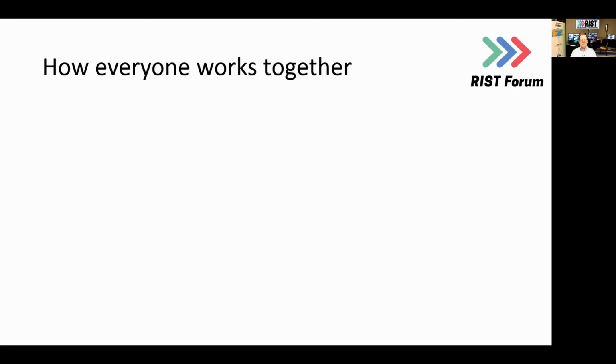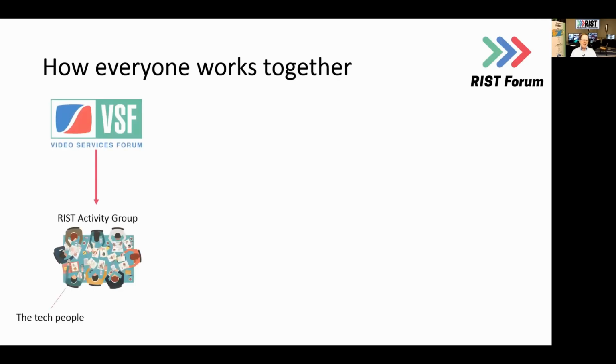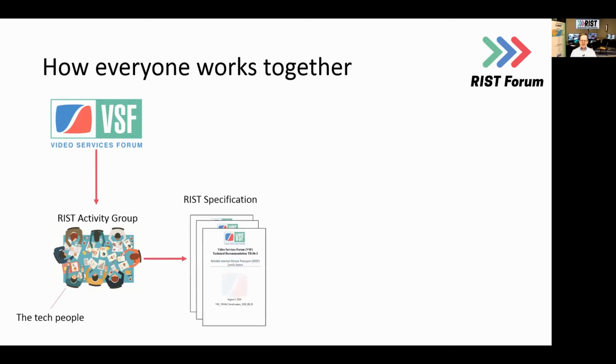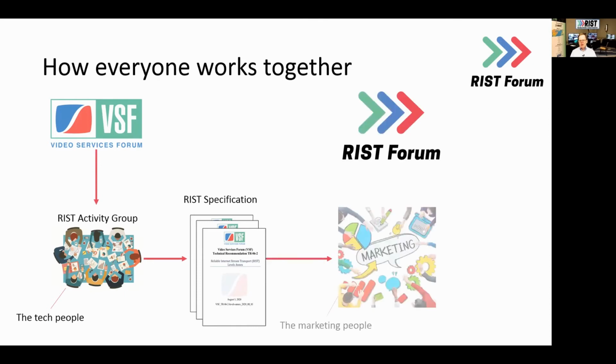Here's how everyone works together. We have the Video Services Forum. They oversee the RIST Activity Group. They developed the technical recommendations for RIST, and the chairman of the group is myself. Those recommendations, which are TR-06-1 and 2, the original and the revision of R1, were then published. But what happens? Well, they then go to the RIST Forum. The RIST Forum is the marketing and education entity having to do with RIST. They're the ones who inform everybody of what is out there and try to explain to them why RIST is the format to use and educate them on the process.